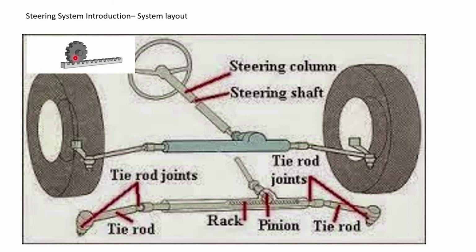like this. See, like this. The rack will move in either direction horizontally to move both the wheels, which are on the ground, giving a steering effect to the vehicle. This is how the steering system functions in a vehicle.